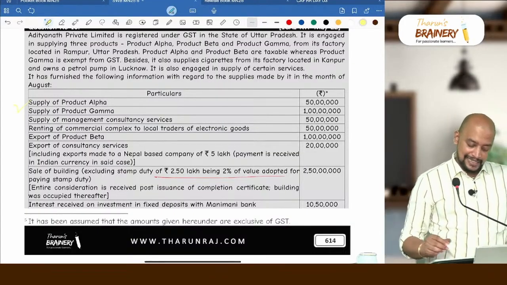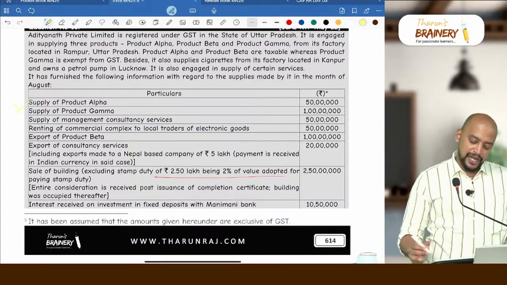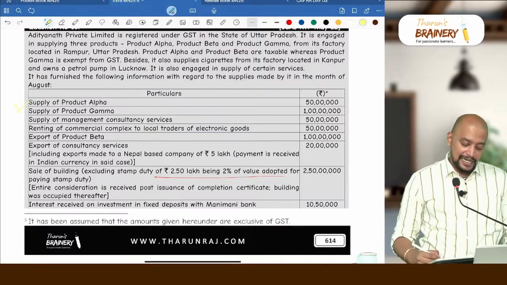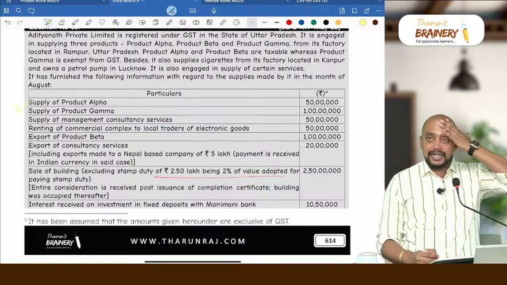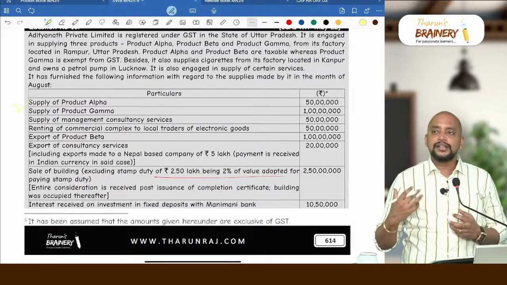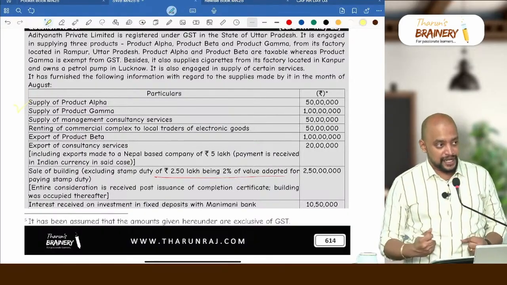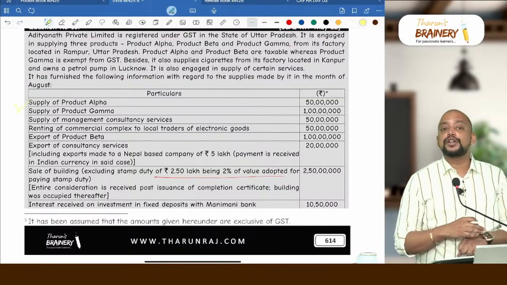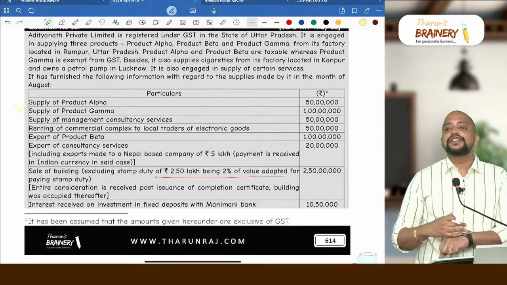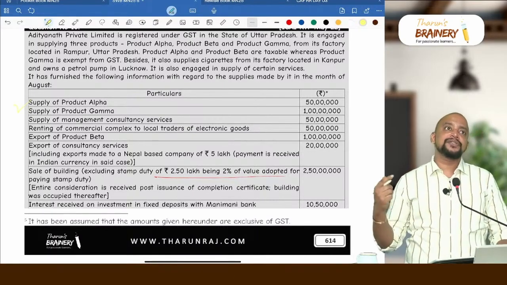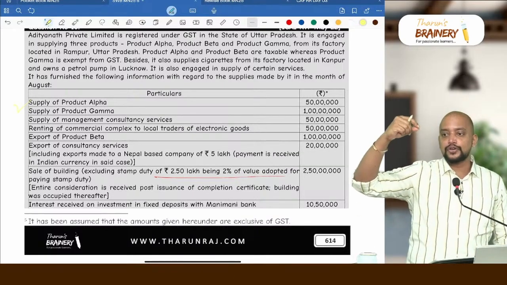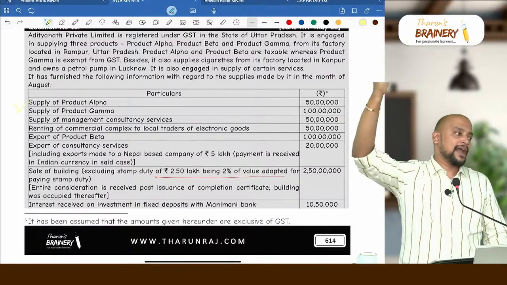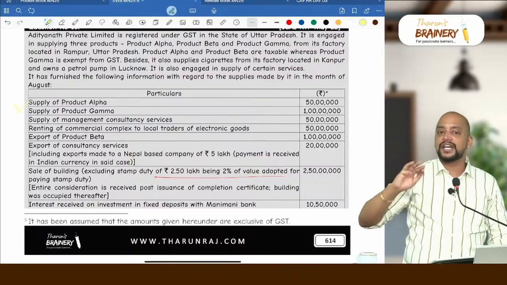Export of consultancy services, including exports made to a Nepal based company, of rupees 5 lakhs. Payment is received in Indian currency in the said case. Generally, export of services is for a consideration in convertible foreign exchange, but wherever it is permitted by RBI, it can be in Indian rupees. Two cases are permitted by RBI: services to Nepal and Bhutan, and payment received in a rupee Vostro account. When the payment is credited in a rupee Vostro account maintained by a bank outside India, even then the payment is received in convertible foreign exchange.